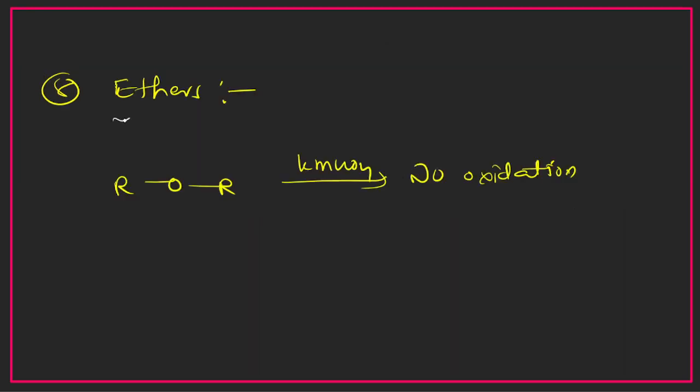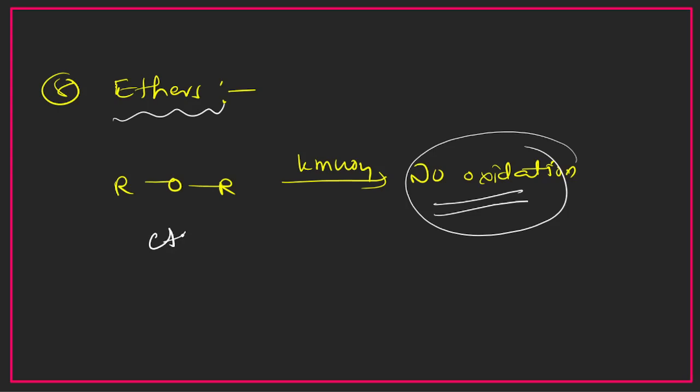Ethers. In ether oxidation, there is no reaction. There is no oxidation with ether. So this is about the oxidizing agent potassium permanganate. Potassium permanganate is very useful for JIPMER and NEET examination purposes.